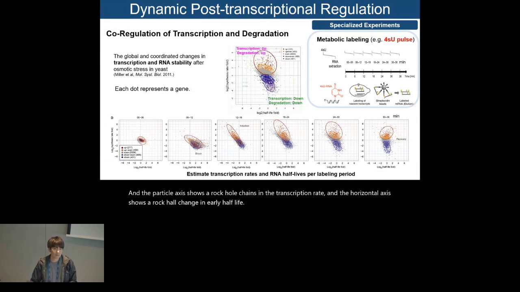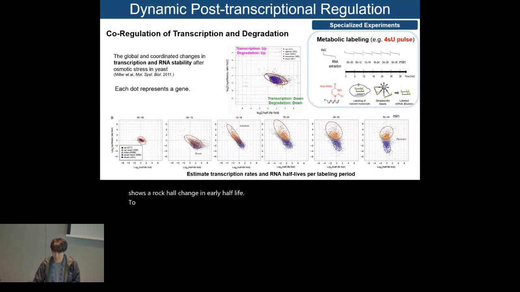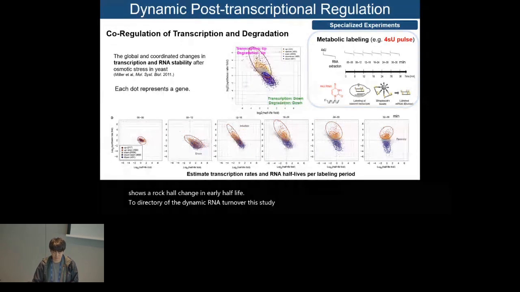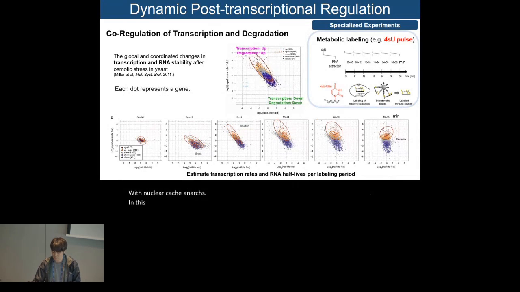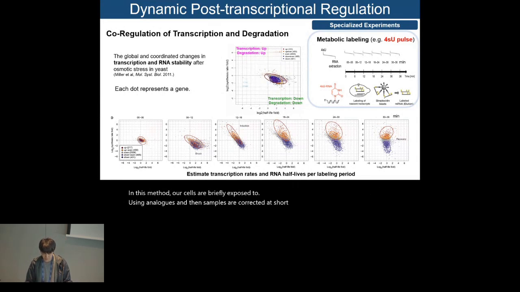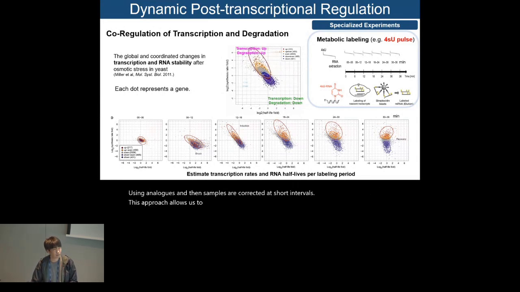To directly observe dynamic RNA turnover, this study used metabolic pulse labeling with nucleic acid analogs. In this method, cells are briefly exposed to the analogs, and then samples are collected at short intervals. This approach allows us to estimate transcription rates and RNA half-lives per labeling period.